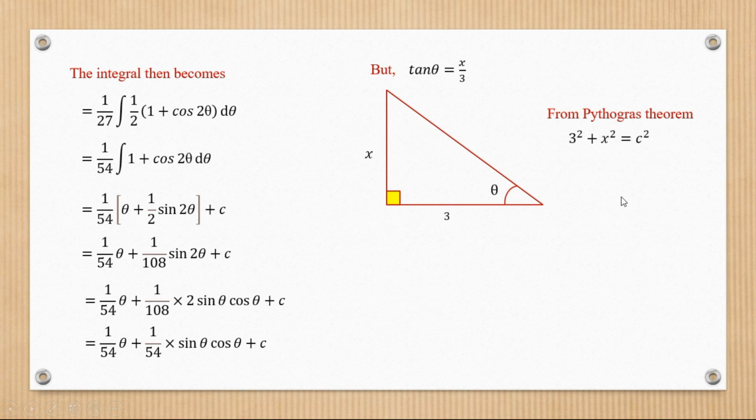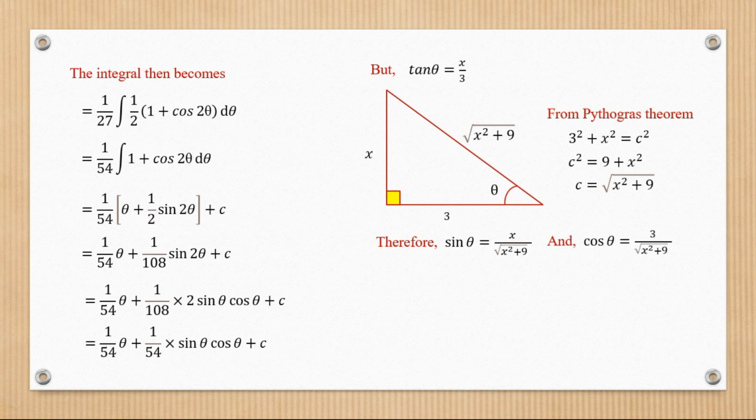So we'll have 3 squared plus x squared being equal to c squared. So c is representing the hypotenuse. So c squared shall be equal to 9 plus x squared, of which c is root of x squared plus 9. So now we know what the hypotenuse value is. So sine theta is equal to x, because sine theta is opposite over hypotenuse, so we have it as x over root of x squared plus 9. And then cos theta, which is adjacent over hypotenuse, shall be equal to 3 over root of x squared plus 9. So when you substitute all those back right here, this is what we end up having.